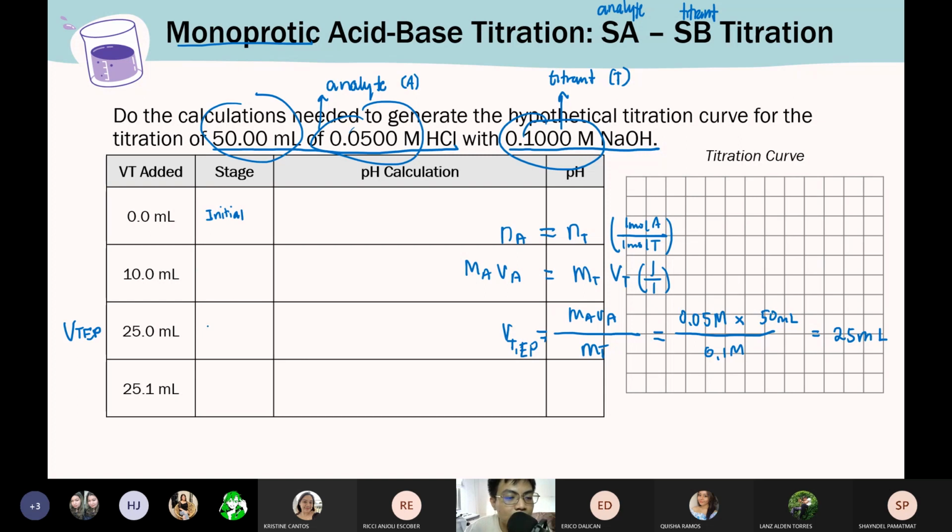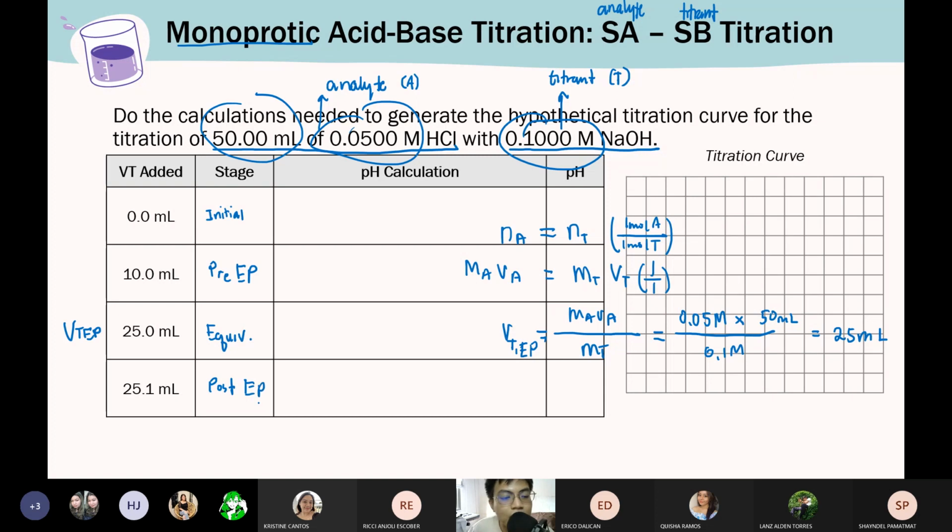Okay? So, we just realized that 25 mL is the VTEP. Meaning, this is the equivalence point. So, any volume less than that is the pre-equivalence, obviously. You are not yet at 25. So, it is only pre-equivalence point. And any volume beyond 25 mL is the post. That's all.